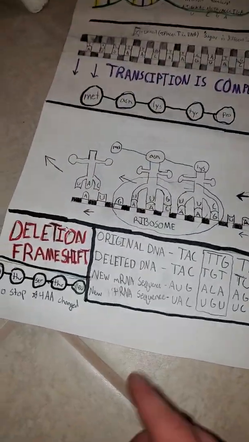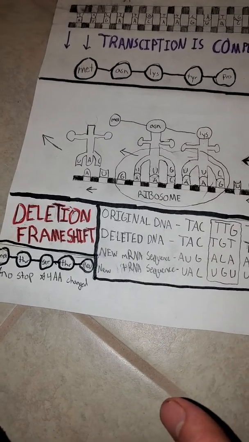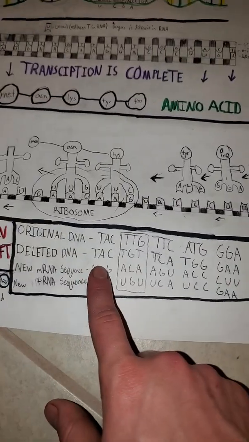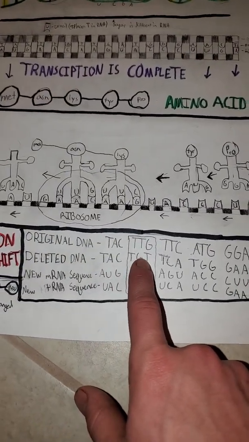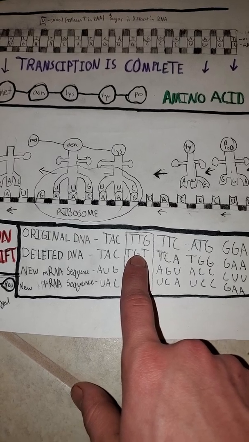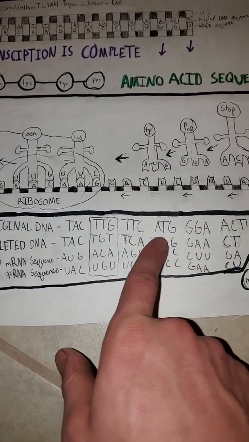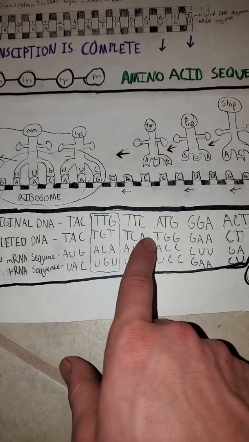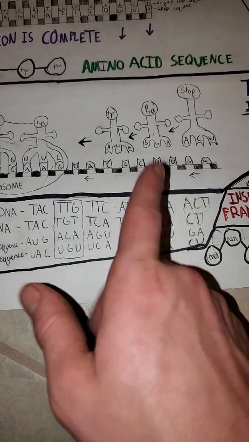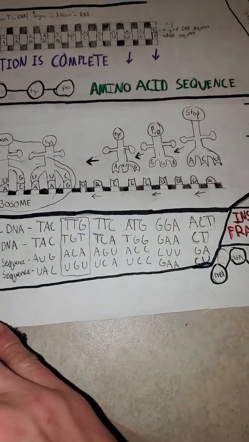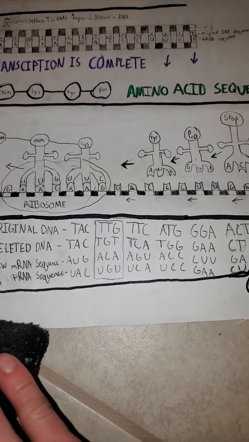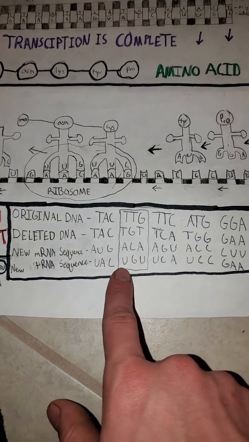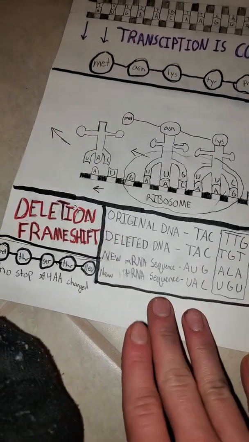Another type of mutation is the deletion frameshift mutation. As you can see, we have our original DNA sequence, and then in the deleted DNA sequence, we delete a T. And so all these nitrogen bases have to move over one. So 13 nitrogen bases are now out of place. So we have a new mRNA sequence, as you can see, and a new tRNA sequence as seen here.